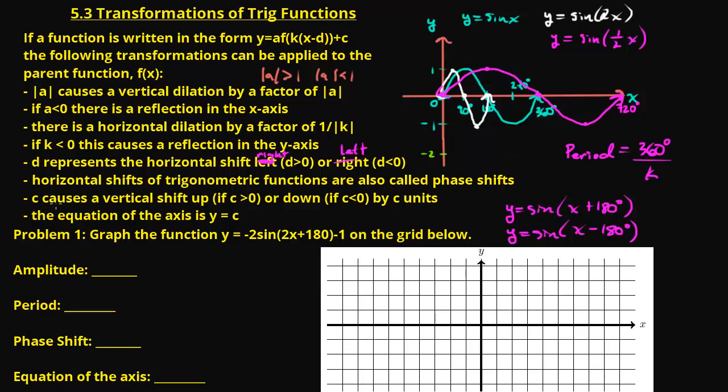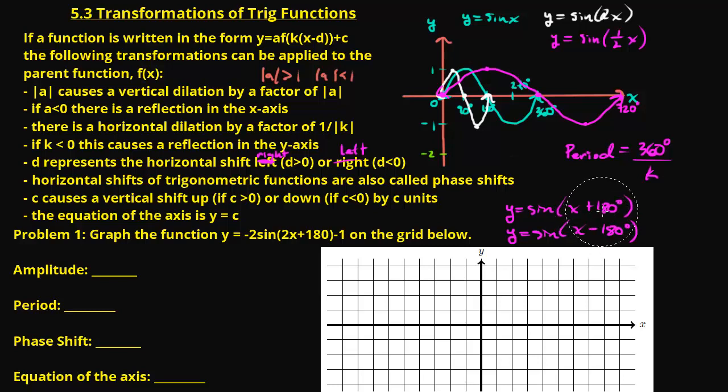Next, this parameter c causes a vertical shift up if c is positive, or down if c is negative, and it's always by c units. If we think about what this does to the equation of the axis, it is just y is equal to c, because the equation of the axis is normally y is equal to 0. If this is a shift up c units, then the equation of the axis would just be y is equal to c, and same thing if c was negative, this would be a shift downward c units. So the equation of the axis would still be y is equal to c.